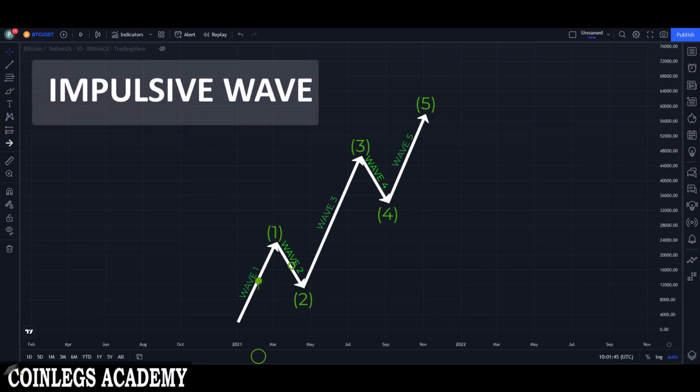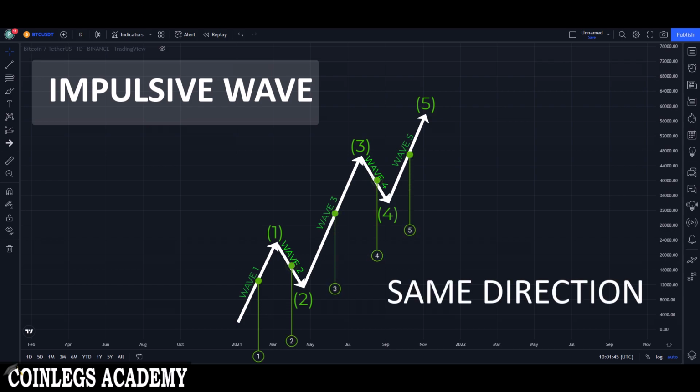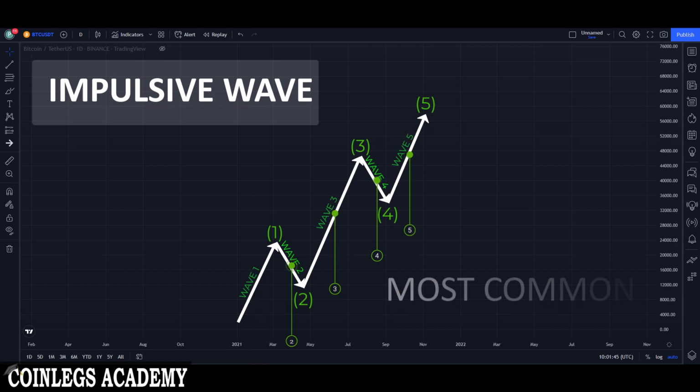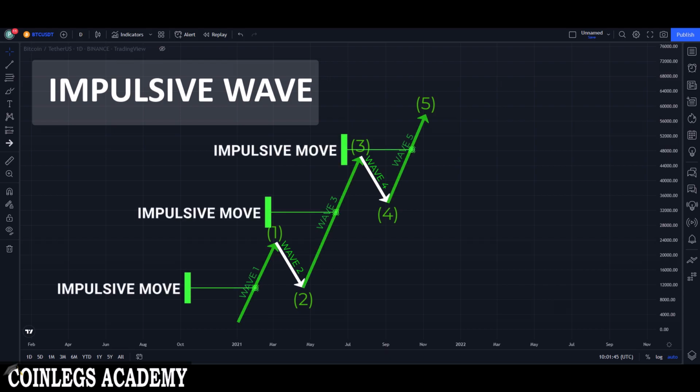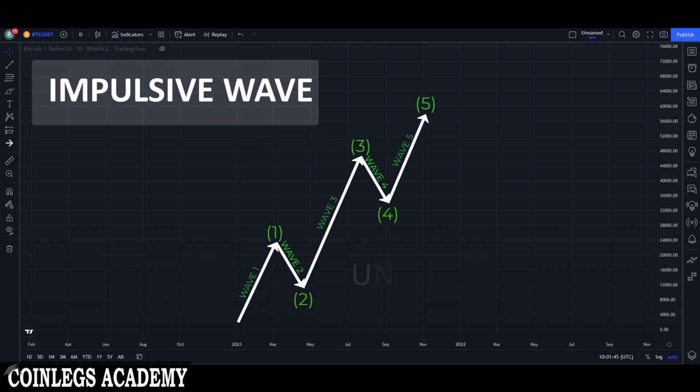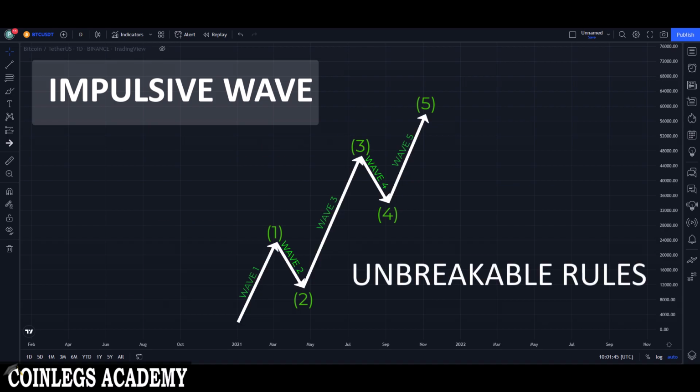Five subwaves make up an impulsive wave, which moves in the same direction as the trend of the next largest degree. This pattern is the most common impulsive wave and the easiest to spot in the market. In the same way as all impulsive waves, it also consists of 5 subwaves: 3 impulsive waves and 2 corrective waves. In order for it to be an impulsive waveform, unbreakable rules must be followed.